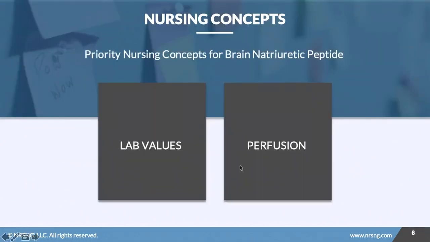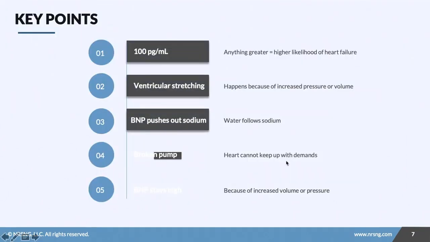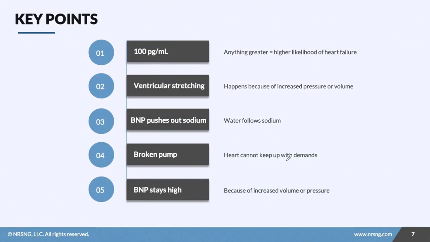Now, some nursing concepts we're going to look at, of course, are lab values. We've added lab values in here so that you can find all the lab values you need. And then you're going to be looking at perfusion, of course. Is the patient getting blood, perfusing the way that they need to for the body to be healthy? So let's do a key points overview really quick here.